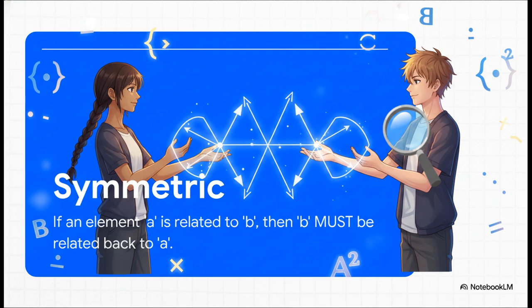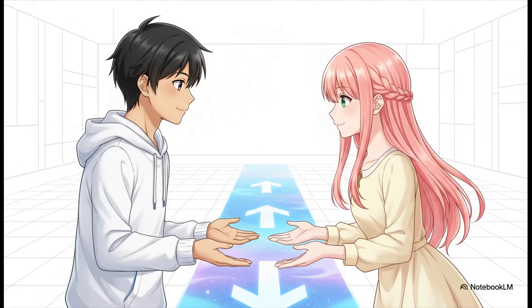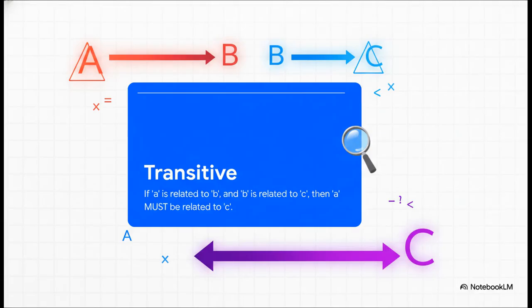All right, next up is the symmetric rule. This one is all about mutuality, about the relationship going both ways. It's simple. If your relation says that A is connected to B, then for it to be symmetric, it has to also say that B is connected right back to A. Just think of it like a two-way street. It's that simple. In a symmetric relation, you won't find any one-way roads or dead ends. If you can drive from point A to point B, you've got to be able to drive right back from B to A.